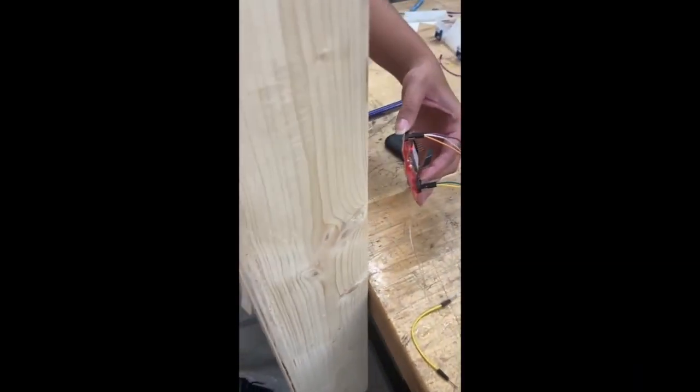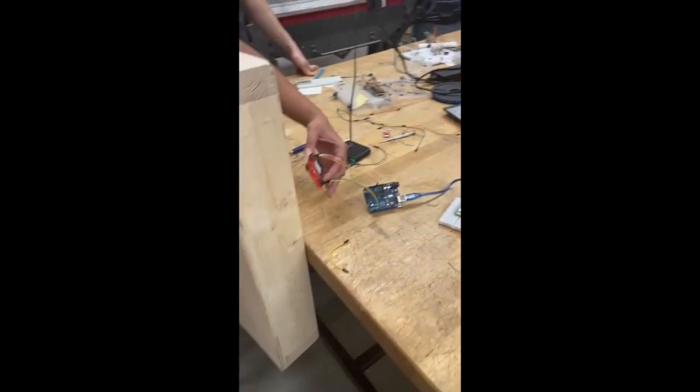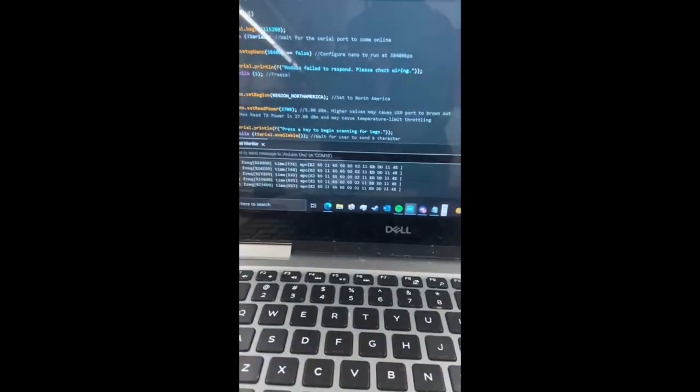Here we have our RFID range test through the wooden frame of the board. We specified that the RFID be able to read through at least 2 inches of wood at minimum to ensure proper communication from the underside of the board. Our RFID passes this test no problem.